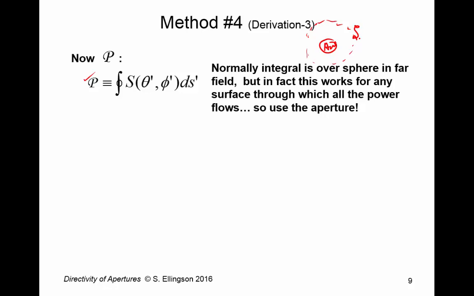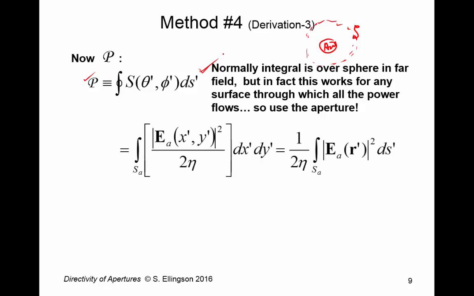But in fact, this expression works if we have S be any aperture through which all the power must flow, because we're making a power measurement here. So if the surface of integration is any surface over which all the power flows, then it works. So there's no reason to go out here and use some surface that's bounding the antenna. What we could do is have S just be the aperture, because all the power must flow through the aperture, so the integral will work if we do that. So let's do it that way.